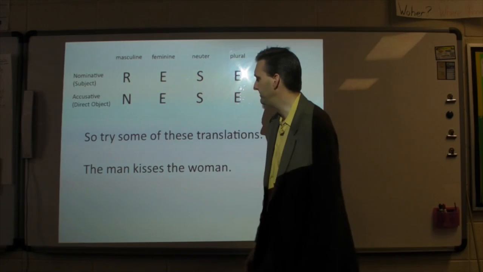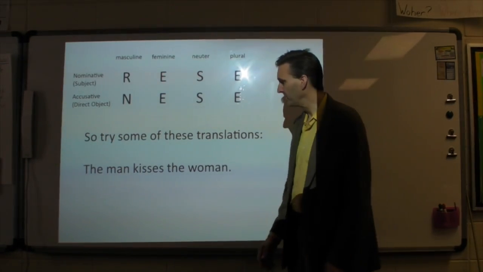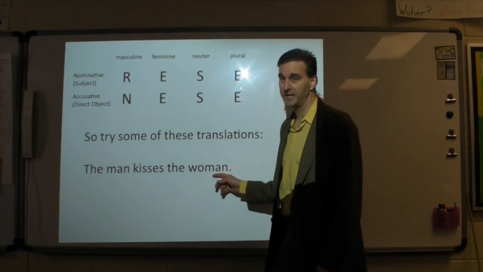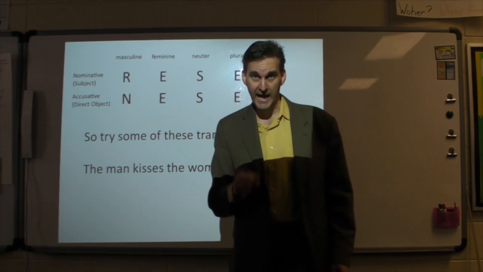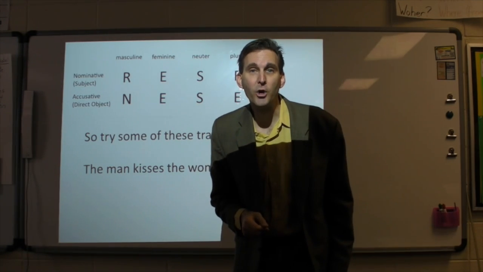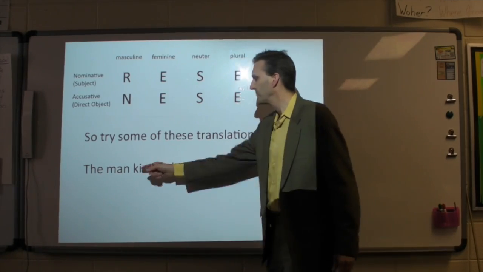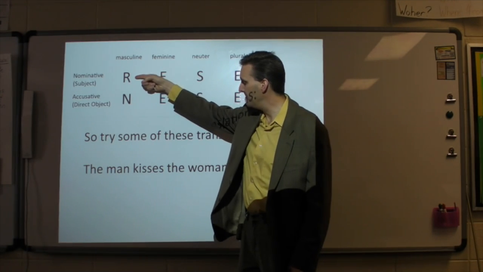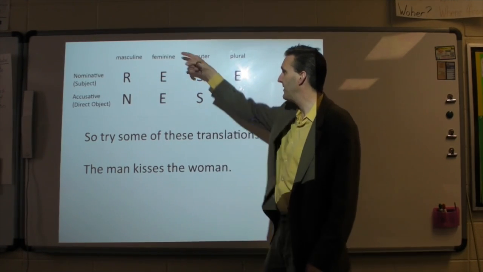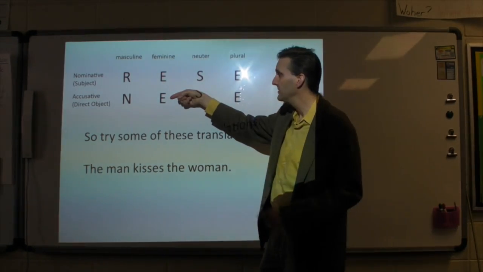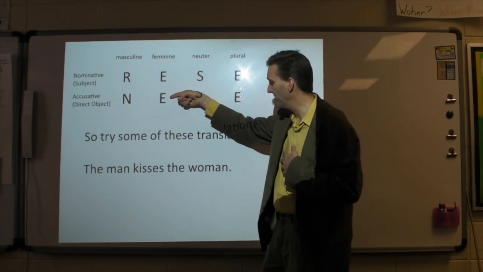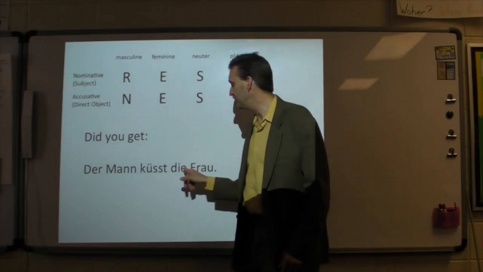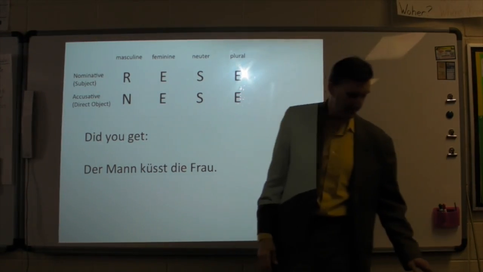Let's try some translations. The man kisses the woman. There we go. We know that man is the subject. Woman is being kissed, so therefore she's the direct object. Okay? She's receiving the action of the verb. She's being verbed. So, the man kisses the woman. Man is masculine. There's our subject, der. Der Mann küsst. Woman is feminine. Okay? She's being kissed. She's the direct object, so she's going to be this E right there. Die Frau. So, der Mann küsst die Frau. Did you get that? Hope so.